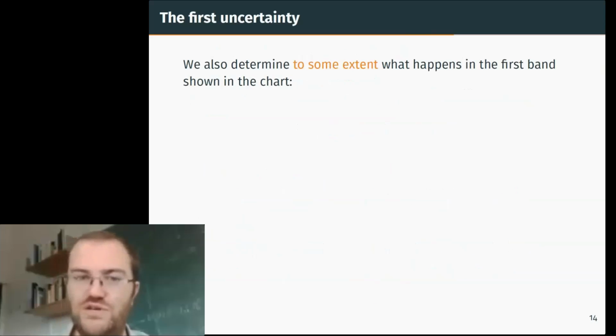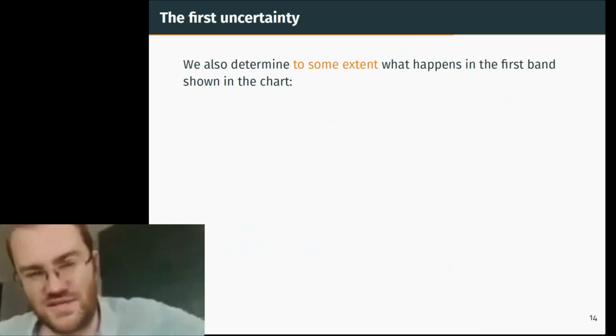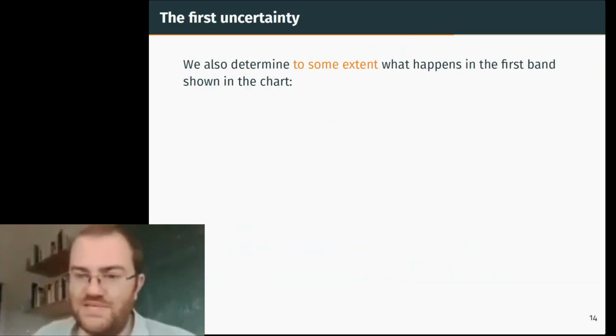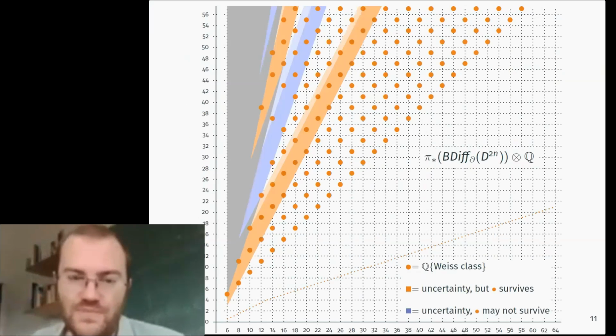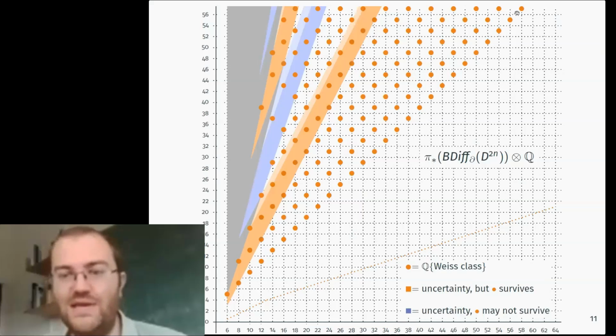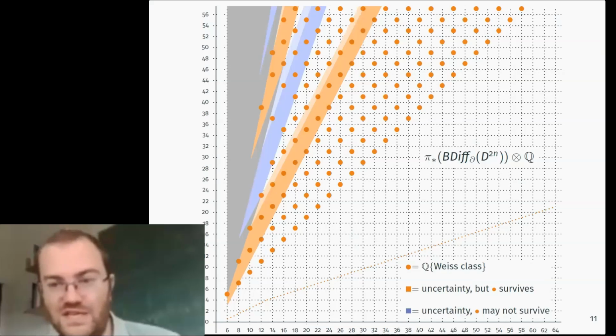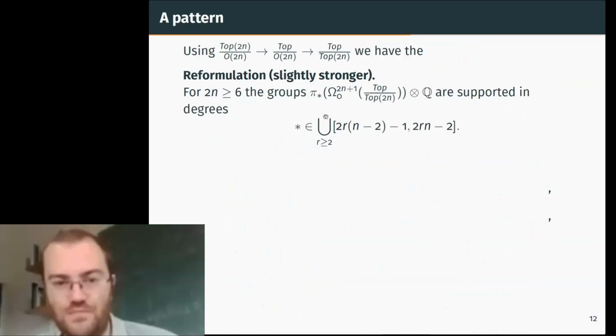And we also determine, to some extent, what happens in the first band. Let me briefly go back to the chart. In fact, there's a secret first band, which I didn't draw, which is parallel to this lower edge. And I didn't draw it because we completely calculate what happens in that range, and we showed that there's in fact no uncertainty. So strictly speaking, that's the first band, and this one here is the second band. But this is the one I'm talking about. It's the first band where we don't know what's going on.